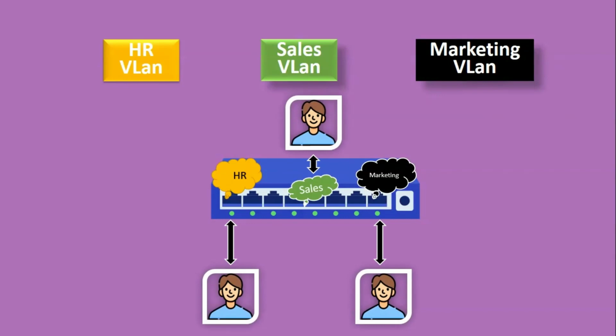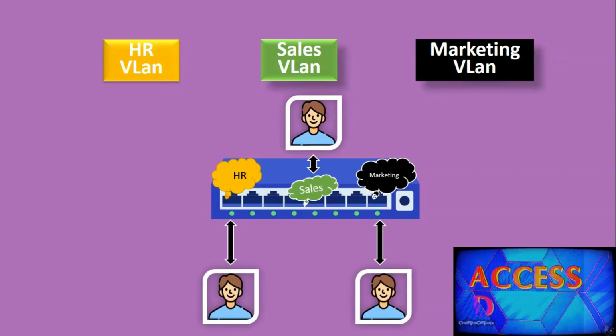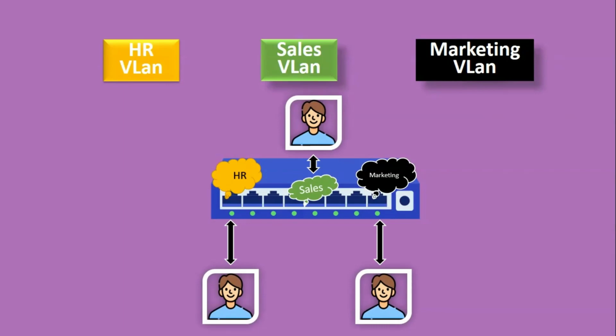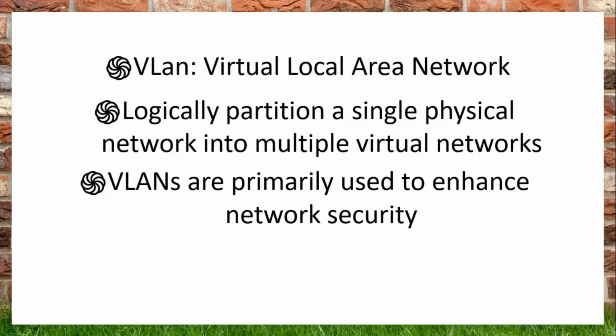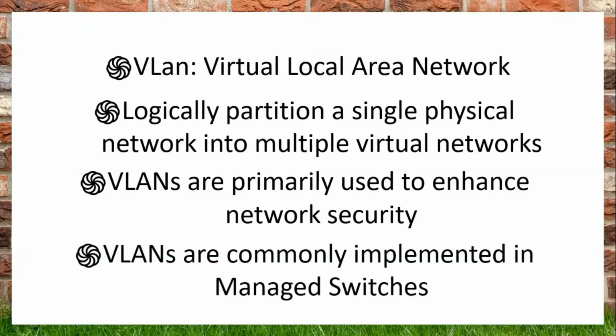They cannot communicate with each other, so VLAN will provide security as well as prevent unauthorized access to sensitive data. VLAN will also help us prevent unnecessary broadcast traffic on the network, improving overall network performance, and we can separate the broadcast domain. VLANs are primarily used to enhance network security. VLANs are commonly implemented on managed switches.